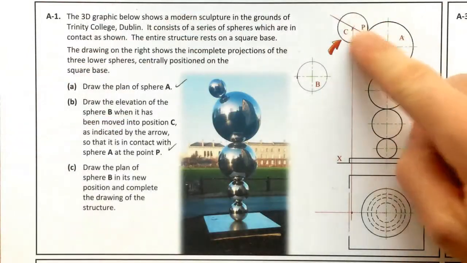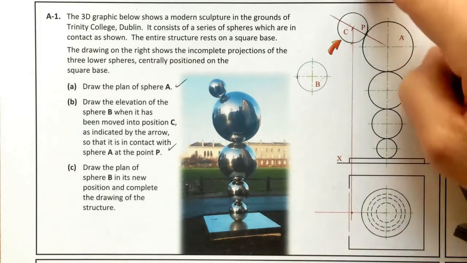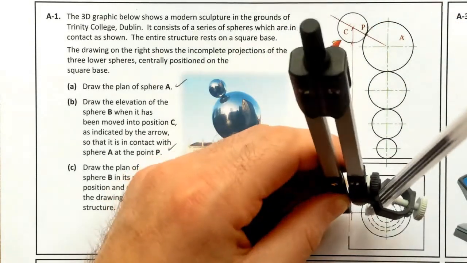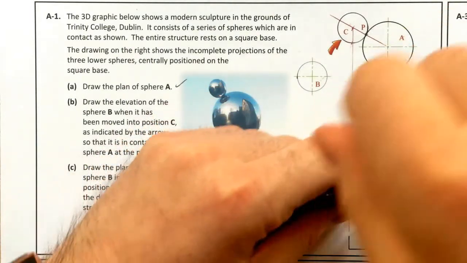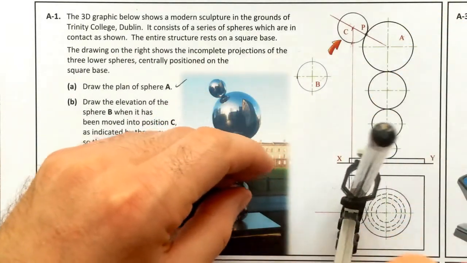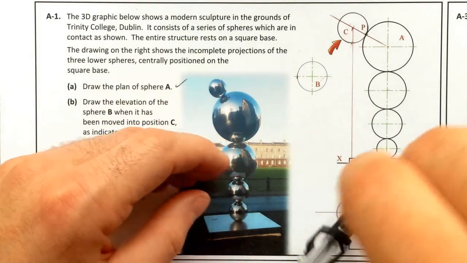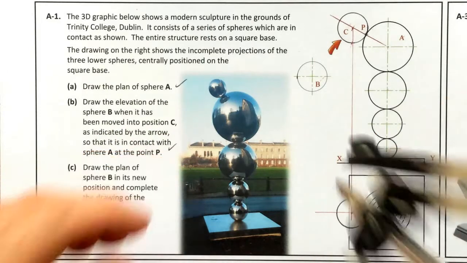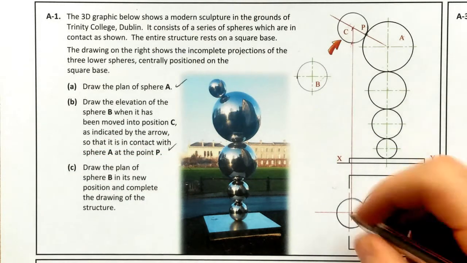Sphere B, which has been moved from here to here, is slightly above sphere A. So once I draw this in my plan, I have that drawn in my plan. Hopefully it doesn't slip here on me. It didn't, amazingly. So once I've got it drawn in my plan view there, I've now got sphere B here.